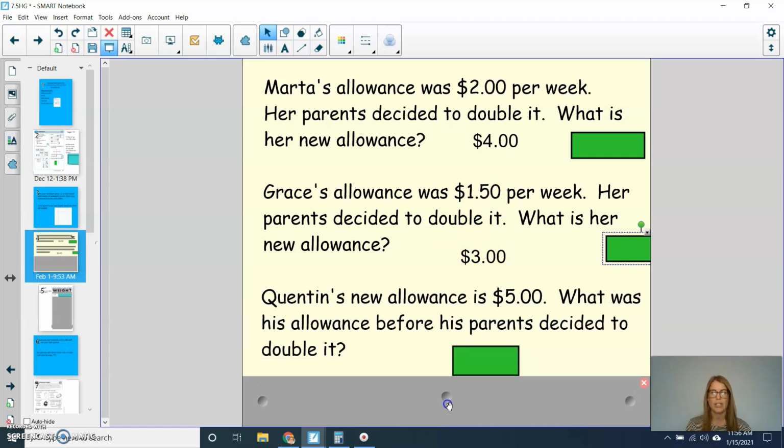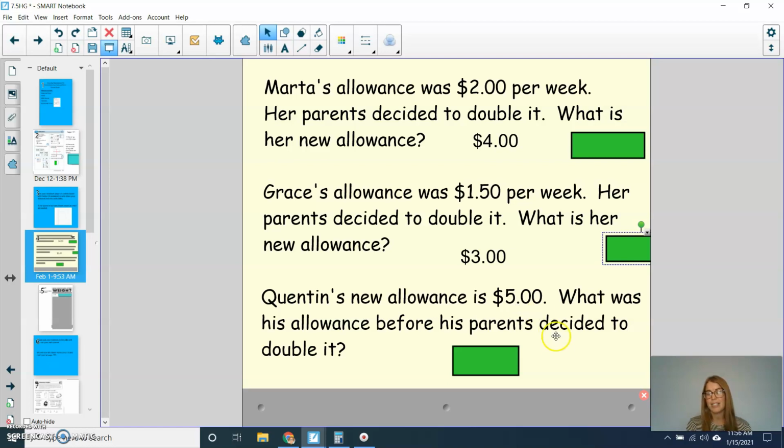The last question: Quentin's new allowance is $5. What was his allowance before his parents decided to double it? So you're changing your thinking a little bit. Press pause and play when you're ready to check. So second graders, this time I'm thinking about half of $5. I know that $2 plus $2 equals 4, but $3 plus $3 equals 6. So it needs to be right in the middle of $2 and $3, which would be $2.50.